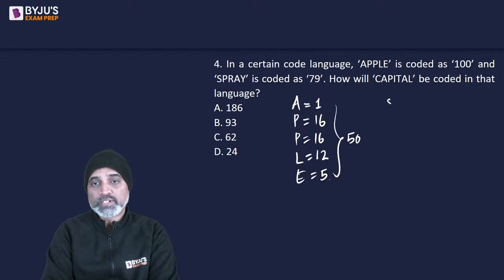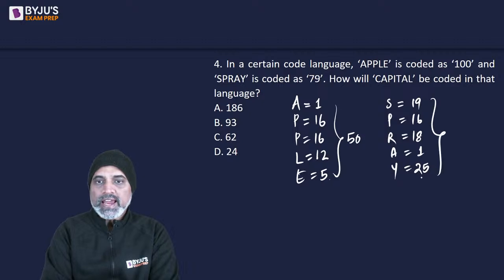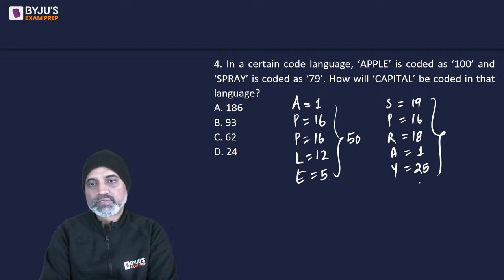Okay, let's look at the word spray. The letter S is the 19th letter, P is our 16th letter, R is our 18th letter, A is our first letter, and Y is our 25th letter. If we add all of this, we'll get 79.